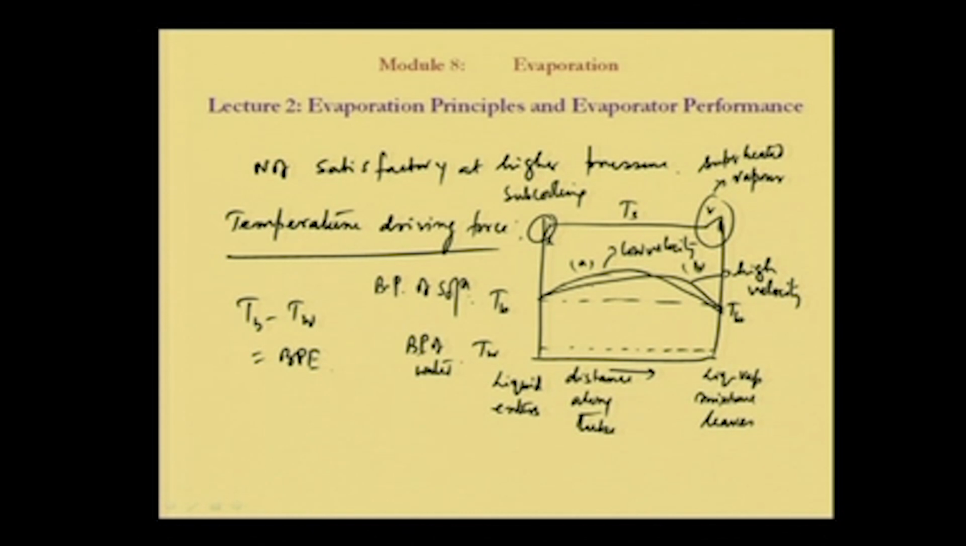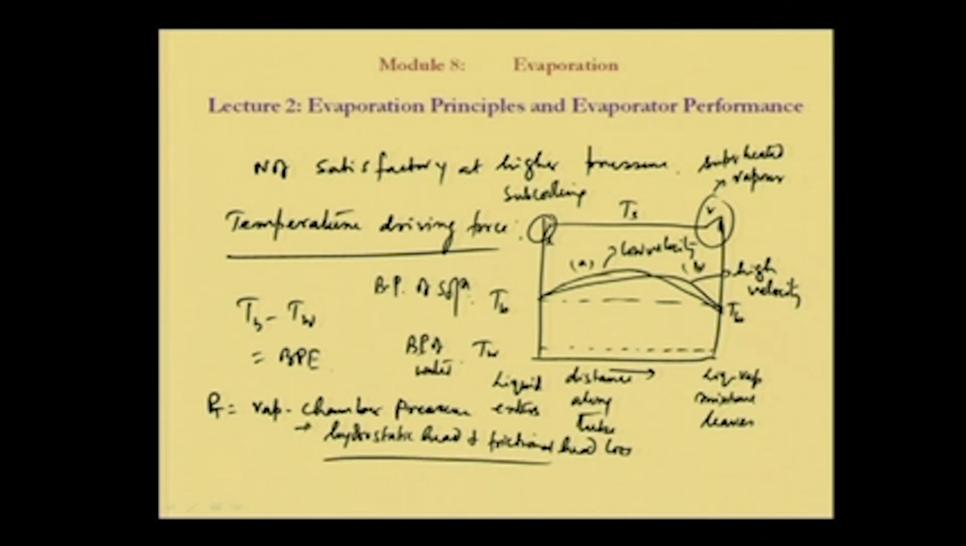What happens in this case? We can understand that when a fluid enters a tube, it has different types of pressures acting on it. The total pressure is equal to the vapor chamber pressure plus the hydrostatic head plus the frictional head loss. So, at any point it has this much total pressure, and based on that it will boil.